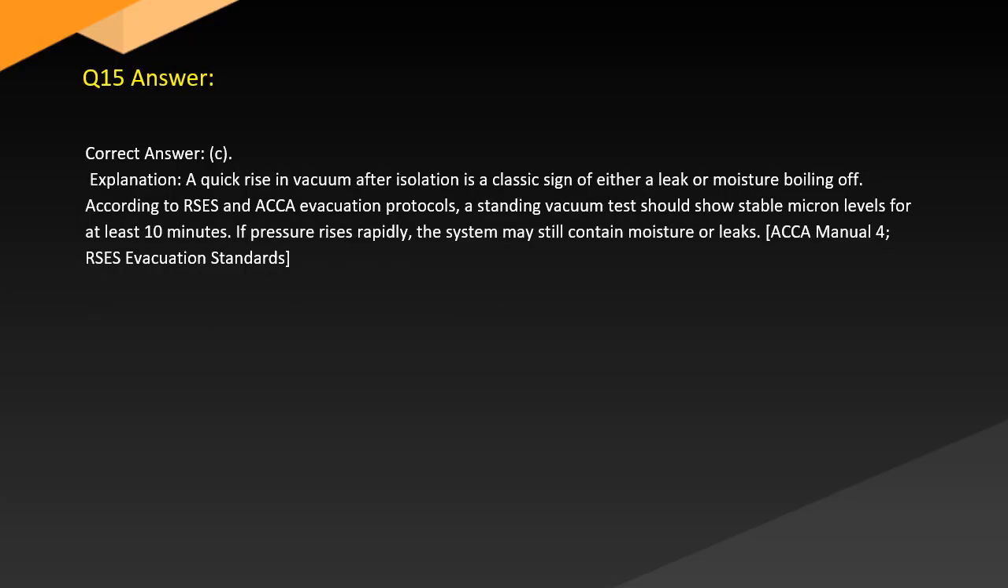Answer. Correct answer, C. Explanation. A quick rise in vacuum after isolation is a classic sign of either a leak or moisture boiling off. According to RSES and the CAN evacuation protocols, a standing vacuum test should show stable micron levels for at least 10 minutes. If pressure rises rapidly, the system may still contain moisture or leaks. CAN manual for RSES evacuation standards.